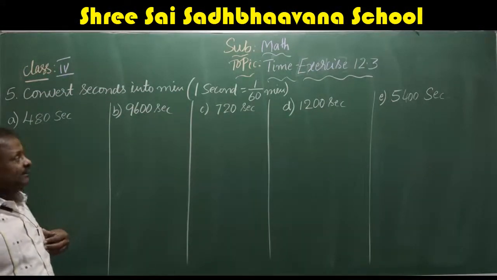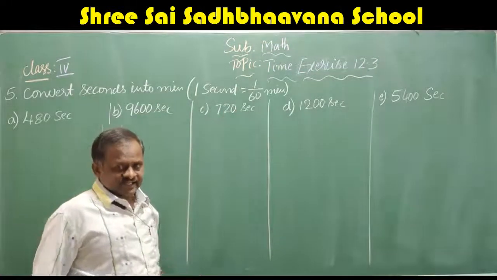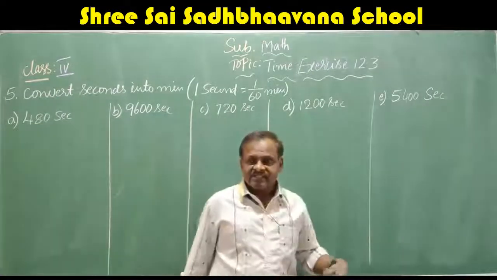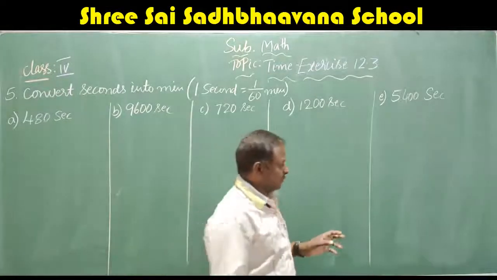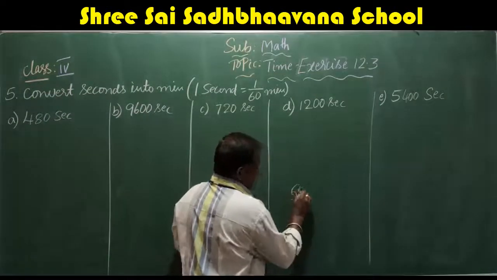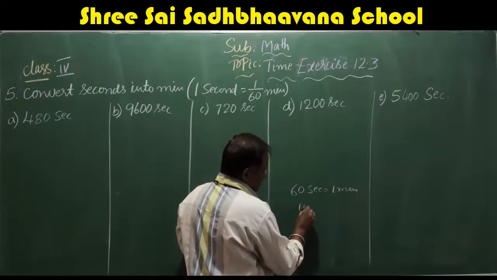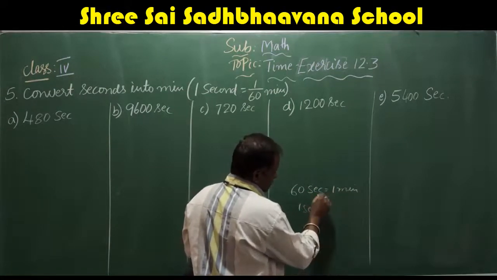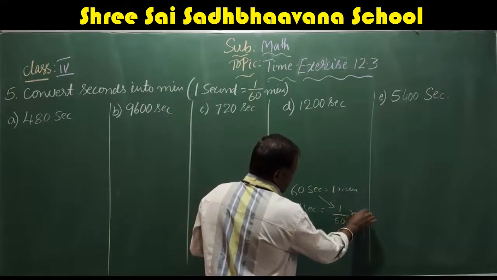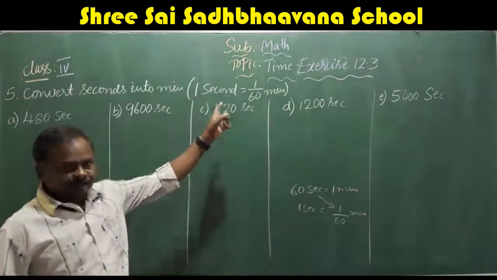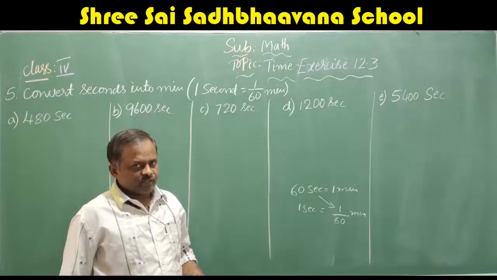Convert seconds into minutes. You know very well 1 minute is equal to 60 seconds. Then 1 second becomes 1 by 60 minutes. How? See here, 60 seconds is equal to 1 minute. So 1 second is equal to, when you cross multiply, when you take this unit method, 1 by 60 minutes. They have given that one only. 1 second is equal to 1 by 60 minutes. I hope you understand this one.